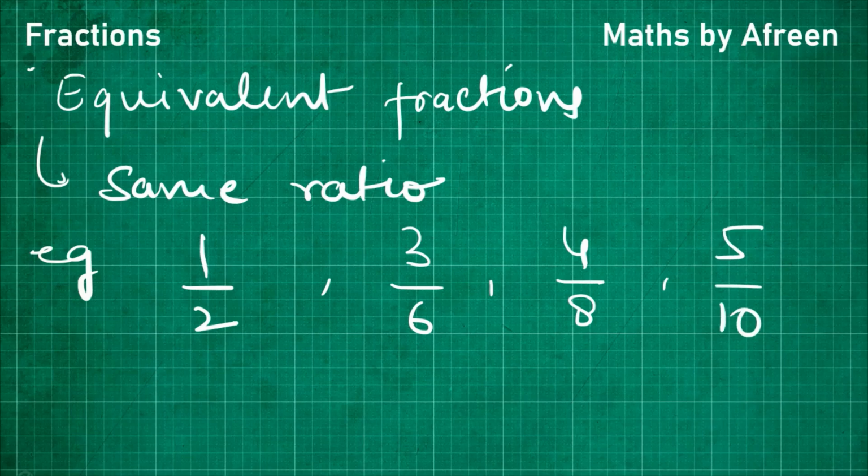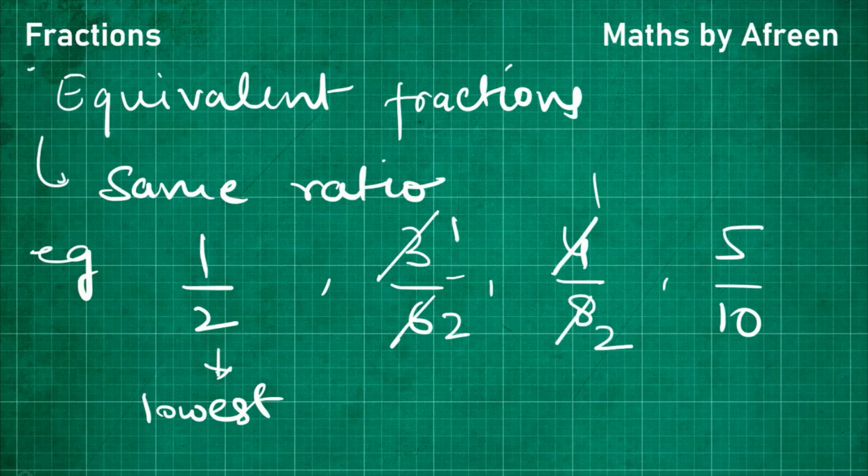Now if we look closely at 1 by 2, it is in the lowest form. But 3 by 6 is not in the lowest form. So first we will take 3 by 6 to the lowest form and we will divide 3 and 6 by the same factor, that is 3 ones are 3 and 3 twos are 6. Same we will do with 4 by 8: 4 ones are 4 and 4 twos are 8. Same we will do with 5 by 10: 5 ones are 5 and 5 twos are 10.